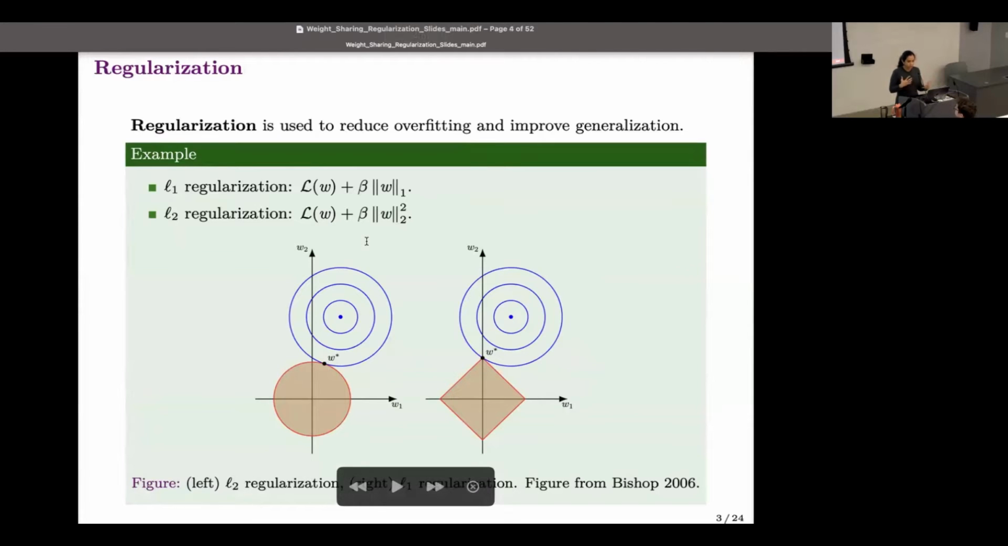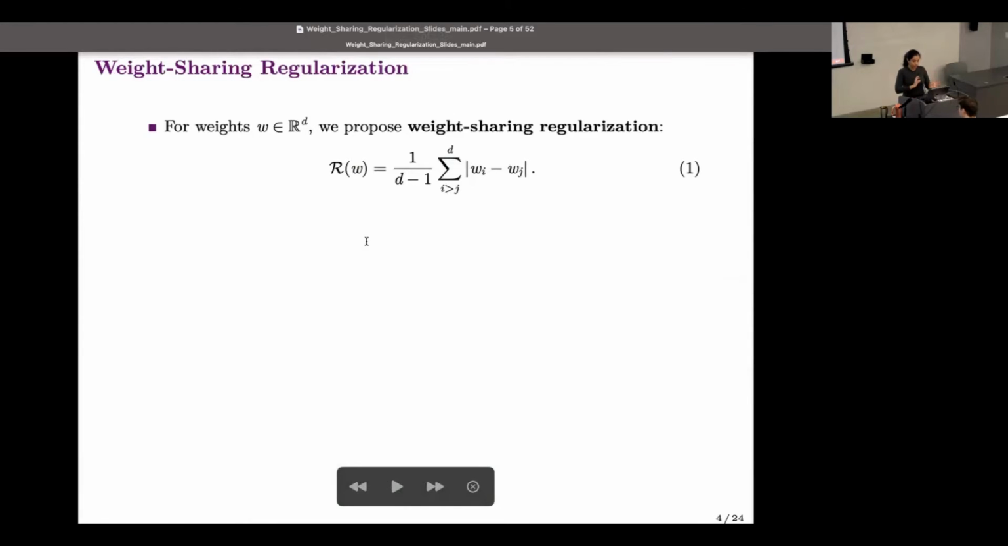Again, on the importance of regularization, we all know that it reduces overfitting and improves generalization. These are the two most common and important regularizations in neural networks. L2 encourages weights to have less L2 norm, and L1 norm encourages sparsity in neural networks. As you see, W1 is selected to be 0 in this L1 picture. So we are adding weight sharing regularization.